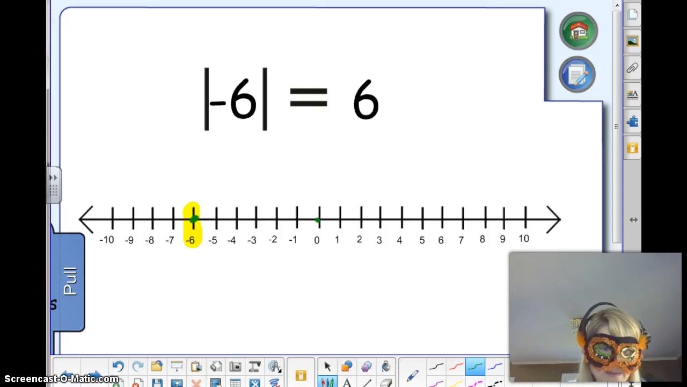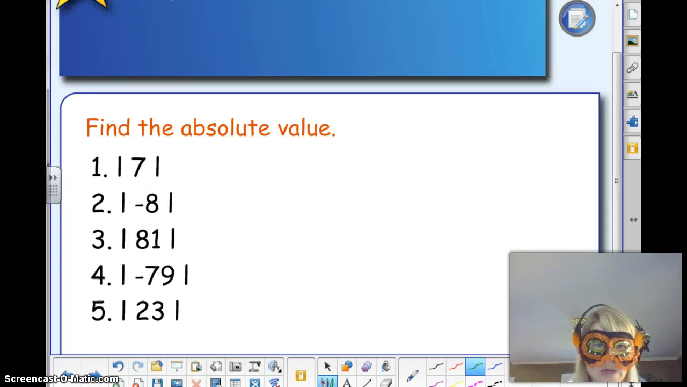Okay, I'm going to have you do a couple of quick questions here, 1 through 5. What are the absolute values of these numbers? Everyone better get 100% on that one. Absolute values. Remember, it's not the opposite, it's the absolute value. So make sure you're making the right choice.